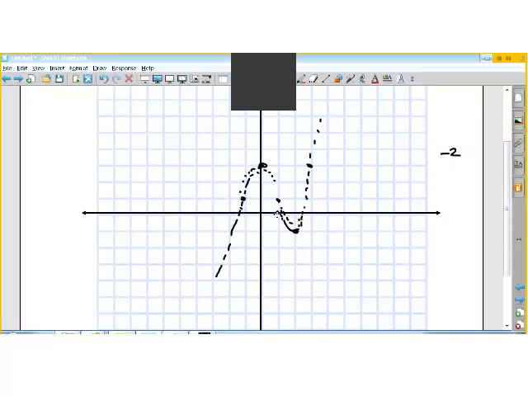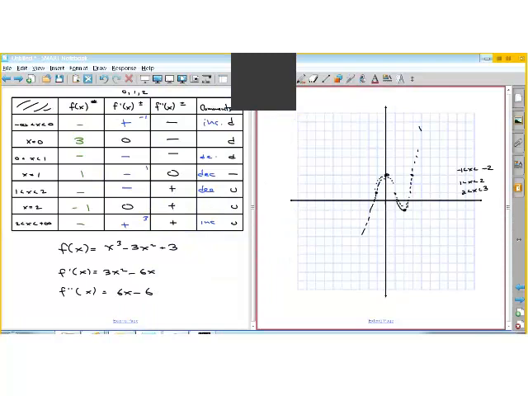Between -1 and -2. And then it's going to be between +1 and +2. And then it's going to be between 2 and 3. So just based on this kind of rough graph, we've got 3 intervals.